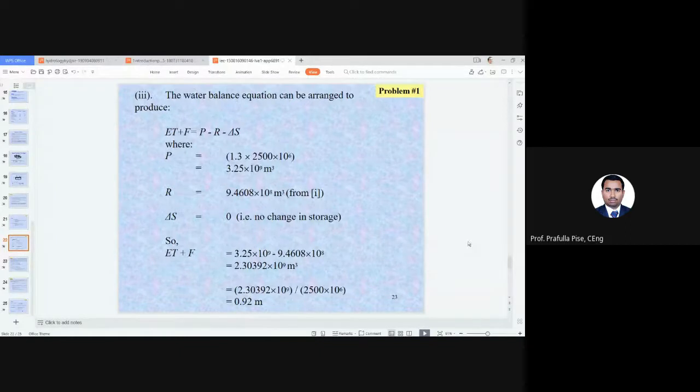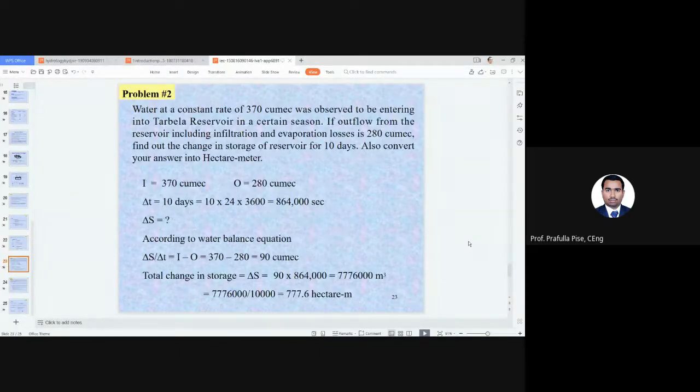Okay, so let's move on to the next problem. Water at a constant rate of 370 cubic was observed to be entering into a reservoir in a certain season. They haven't mentioned which season, so it might be monsoon, summer or winter, we don't know. And 370 cubic is nothing but meter cube per second, or cubic meter per second, we call it a cubic.